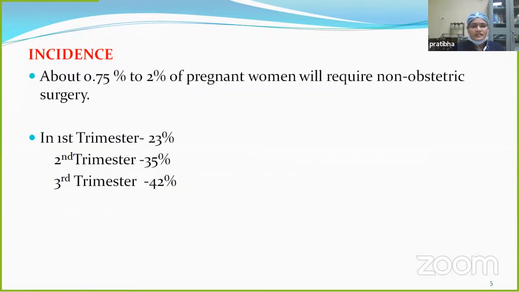Coming to the incidence, about 0.75% to 2% of pregnant women will require non-obstetric surgeries. In the first trimester, 23% of pregnant patients require surgeries. In the second trimester, 35%. In the third trimester, about 42%.